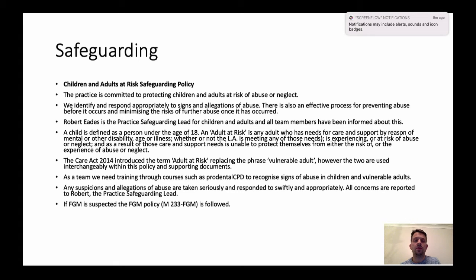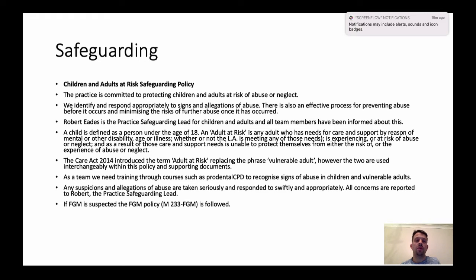In terms of definitions, a child is defined as a person under the age of 18. An adult at risk is any adult who needs care and support for any reason of mental or other health, disability, age or illness. And that's independent of whether or not the local authority is meeting those needs. In terms of phrases, adult at risk replaces the words vulnerable adult, but quite often you'll see the two used interchangeably.